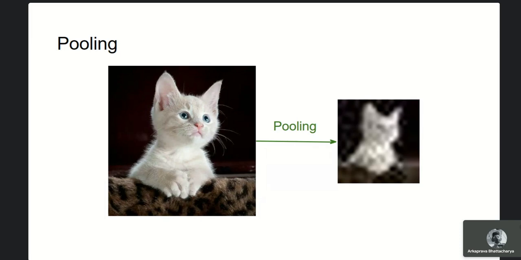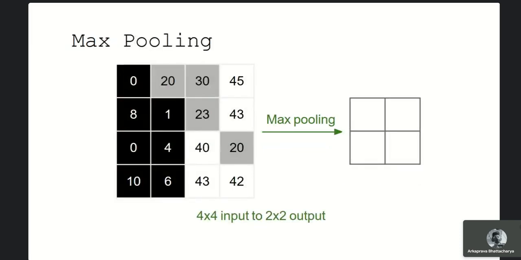So here in this slide, you can see there is a picture of this cat, and after a pooling layer, there will be a resultant blurry image with lower resolution. So pooling is just trying to distill information. Distill means get out the meaningful information from your feature map. So there are different pooling operations like max pooling, min pooling, average pooling. Here we will see an example of max pooling.